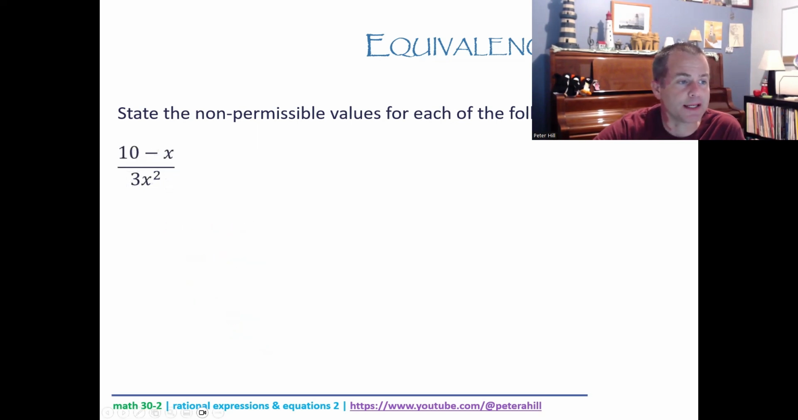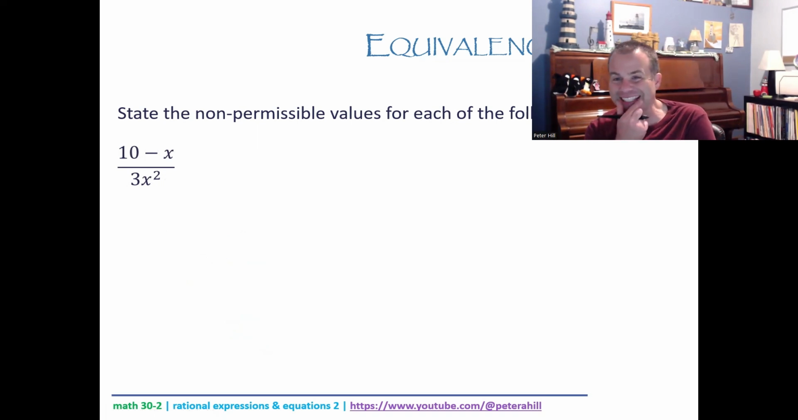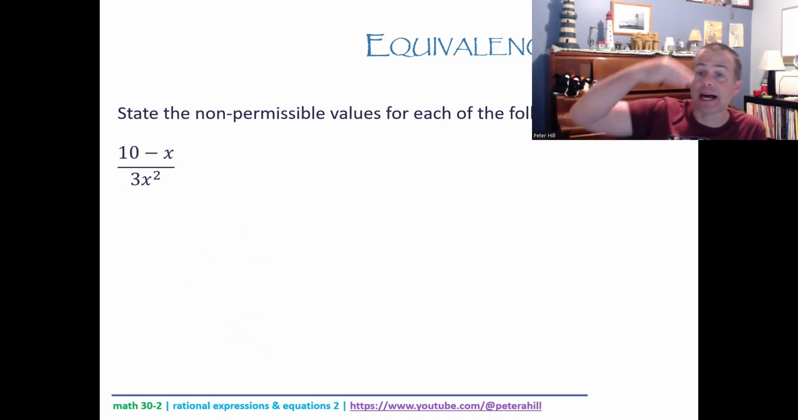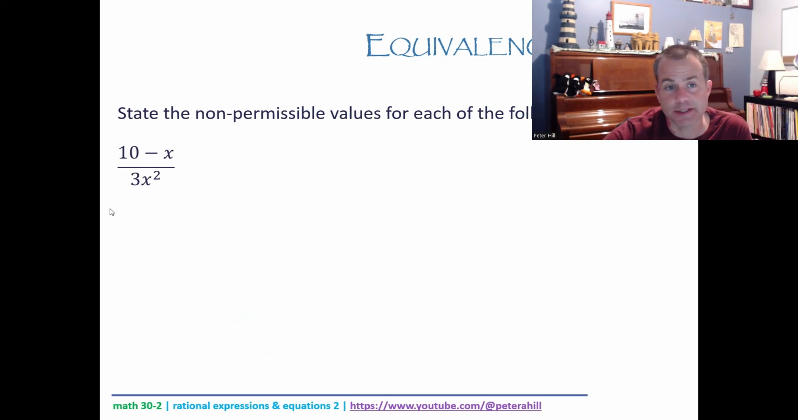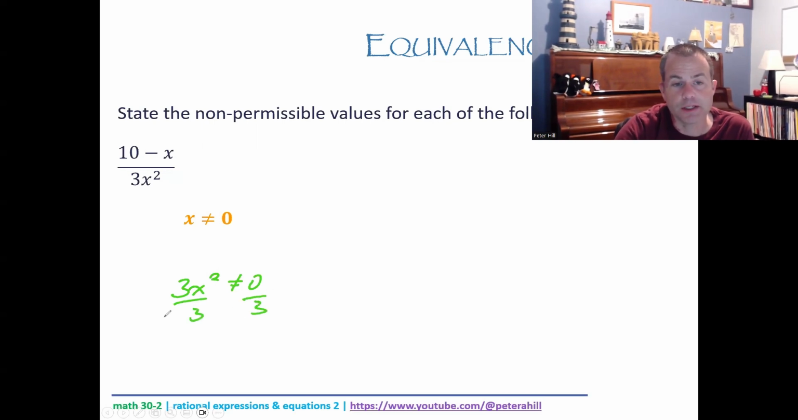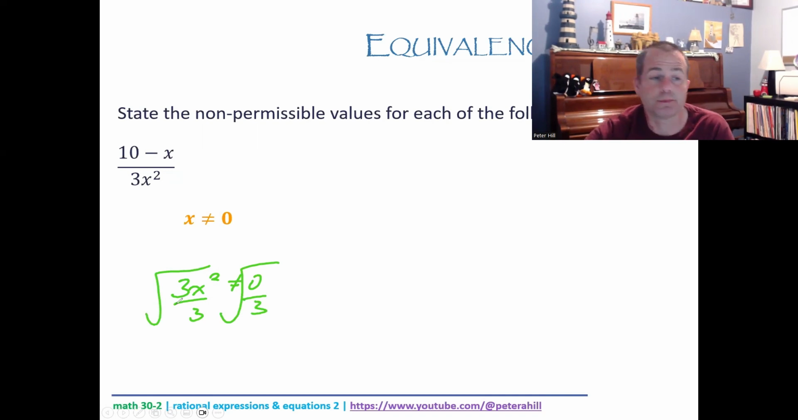Awesome. Okay, 10 minus x over 3x squared. Again, I don't care about the 10 minus x, right? I'm allowed to have a 0 on the top. I'm just not allowed to end up with a 0 on the bottom. And so x can't be 0 there. Okay. Again, if you don't see that, go play with it for a second. Just take the denominator, set it equal to 0. I'm going to have to divide by 3, and then I'm going to have to square root. But the square root of 0 is just 0. Okay.